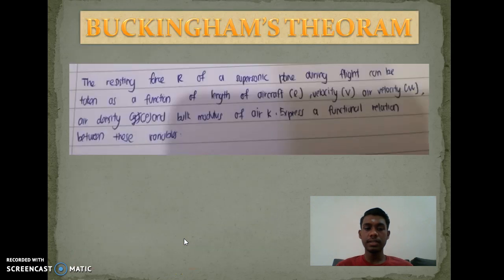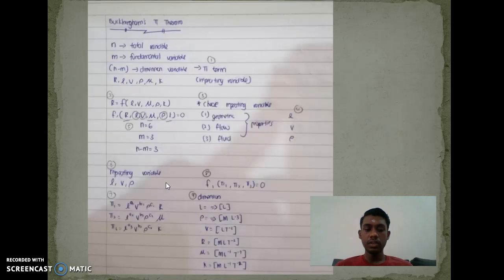So next is Buckingham's theorem. We're going to use the same question to solve it. In Buckingham's theorem, there are 3 main things: n is equal to the total number of variables, m is equal to the number of fundamental variables, and n minus m is equal to the number of dimensionless variables. The dimensionless variables will be the pi terms. So for getting the pi terms, we need to have the repeating variables.